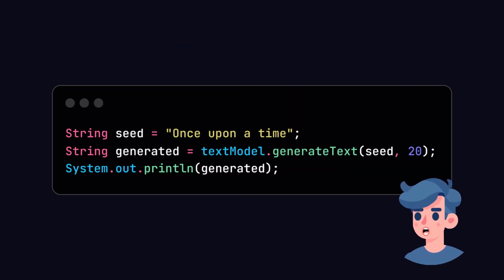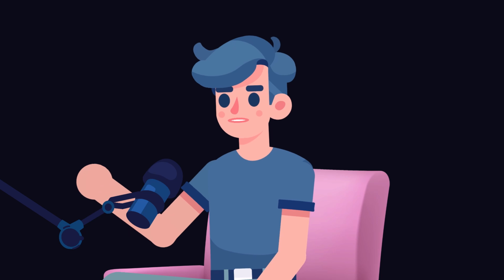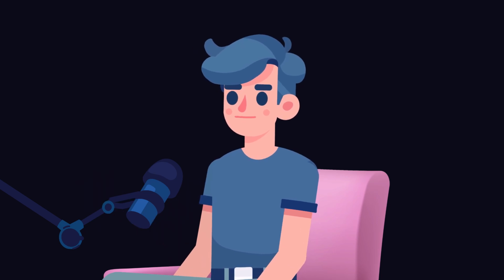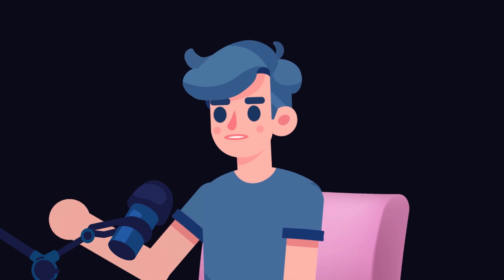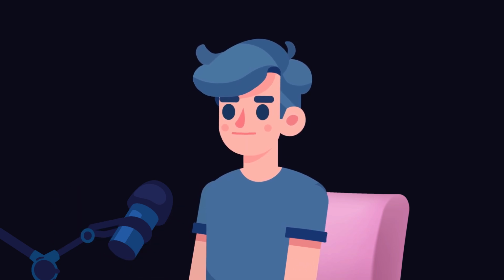Finally, let's test our text generation feature. We can instantiate our text model and call the GenerateText method using a sample seed sentence. Run your application again and see how the model generates text based on the provided seed sentence. Remember to tweak the number of words to generate for different outputs.